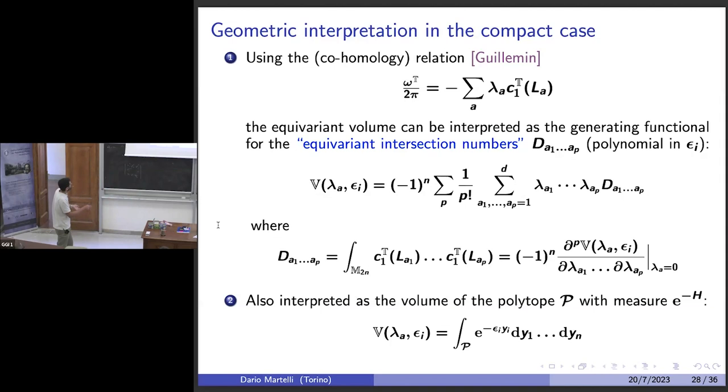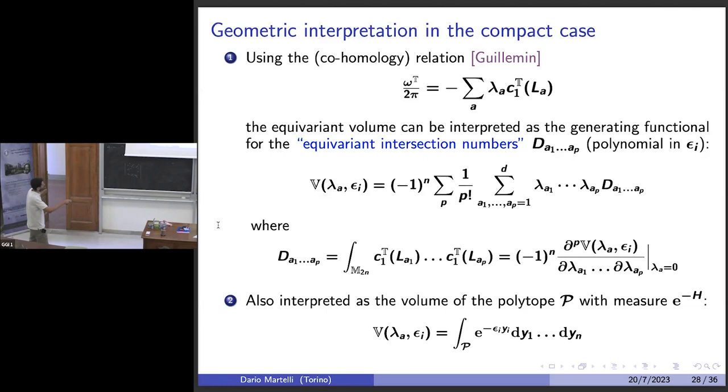And if you remember that and you plug it in here, then it's immediate that you can interpret this equivariant volume as the generating functional of the equivariant intersection numbers, which are defined in this way. So you take your equivariant two forms, and you compute the integral. Obviously, if these were non-equivariant, you would say that I'm stupid to integrate this object, but because they are equivariant, you can integrate them, and that makes perfect sense. And these are exactly p-th derivatives of the equivariant volume. And here is the expression.